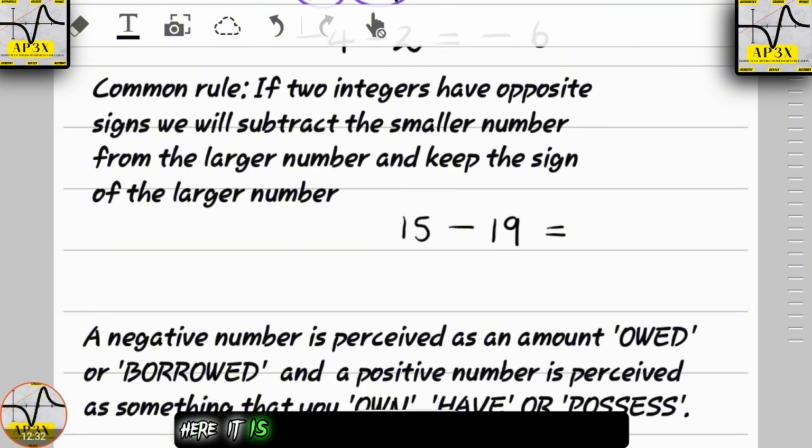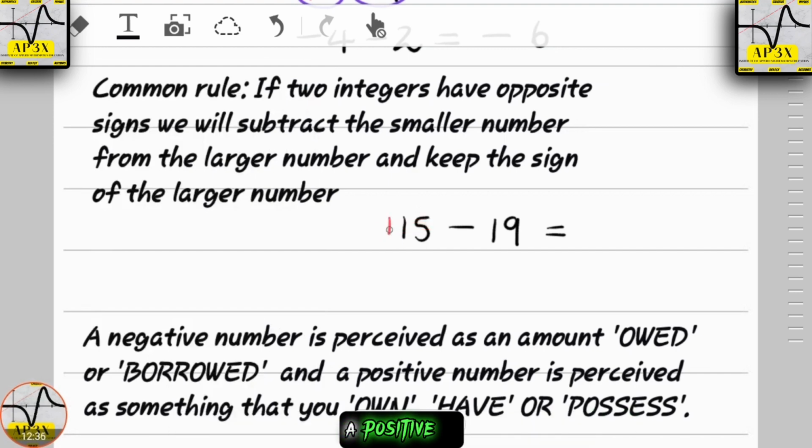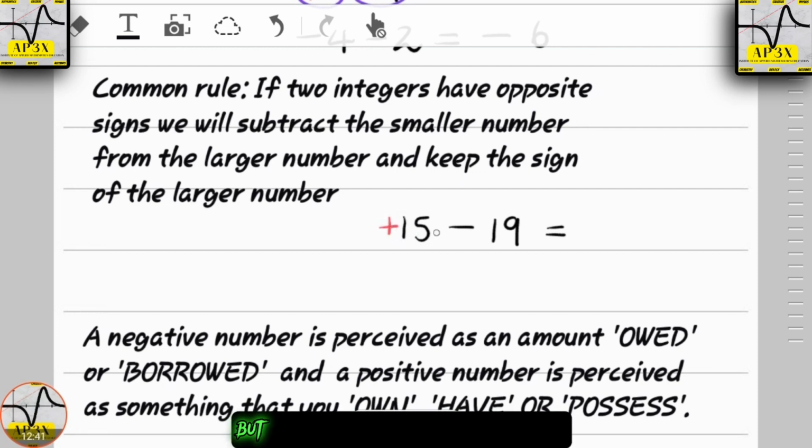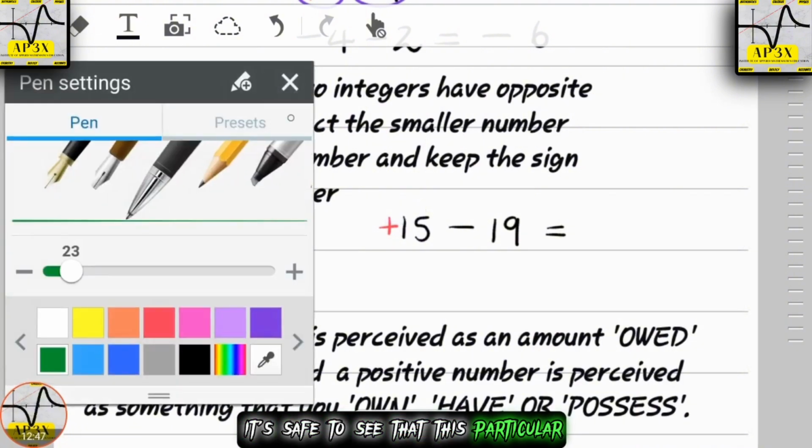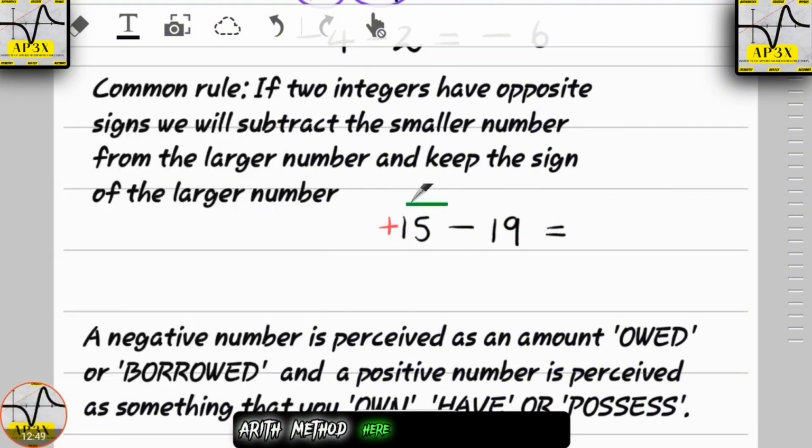So here it is key that we note that the 15 is in fact a positive 15. There isn't a sign in front of it, but it is understood as a positive 15. So it's safe to say that this particular arithmetic here has opposite signs. So what do we do when they have opposite signs?